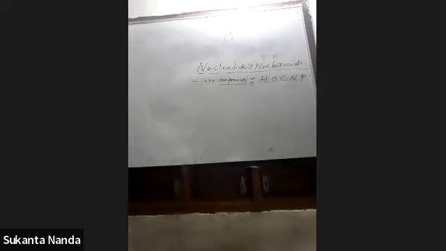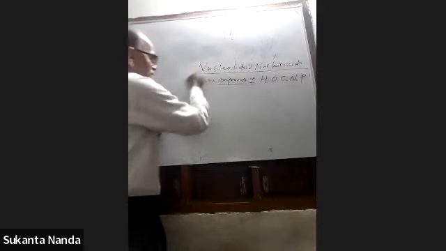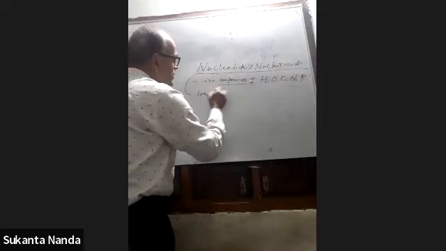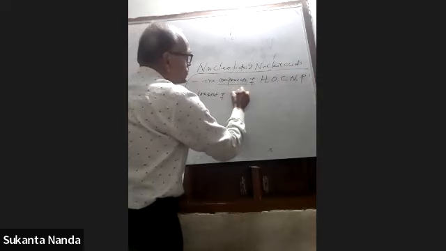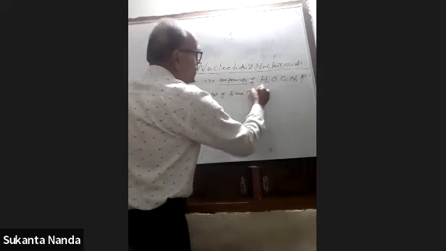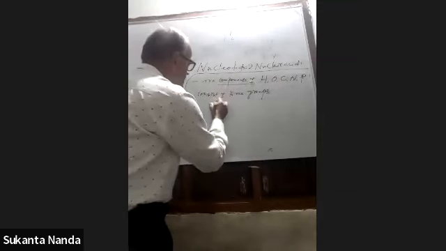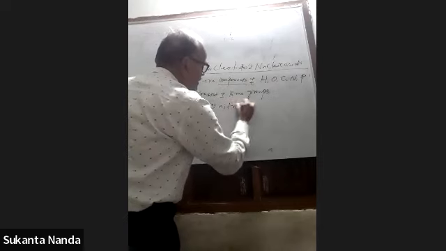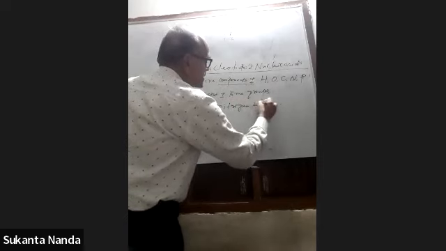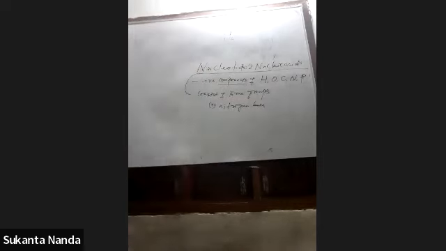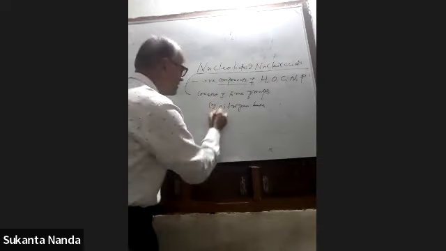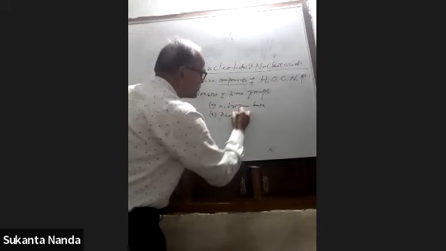And nucleotides consist of three groups. What are the three groups? You will have to know. One is a nitrogen base. Another one is phosphoric acid.